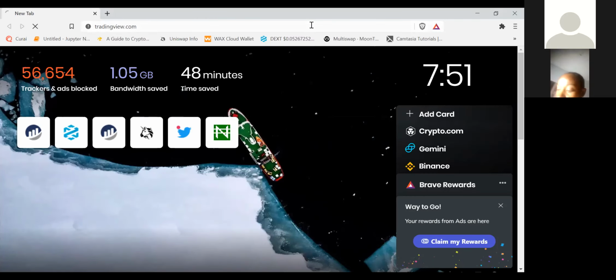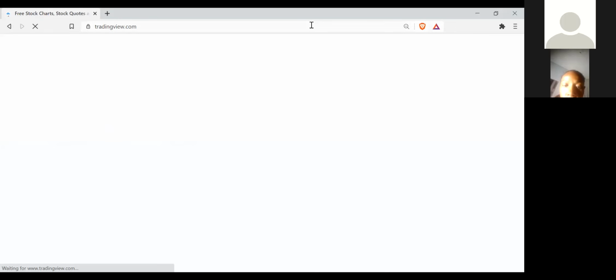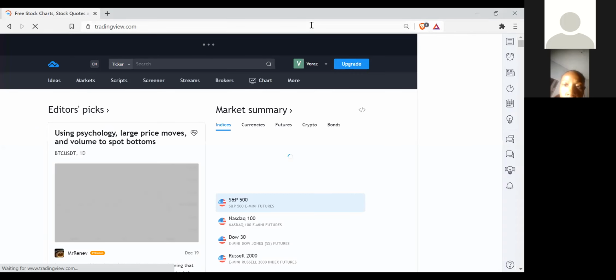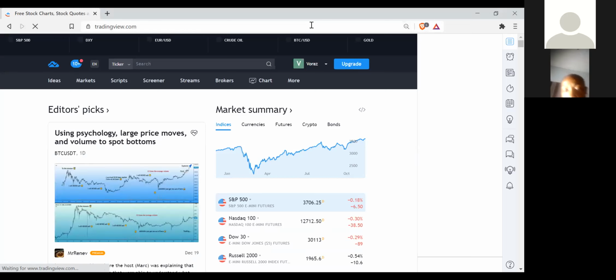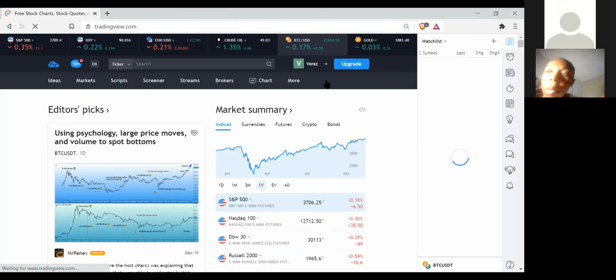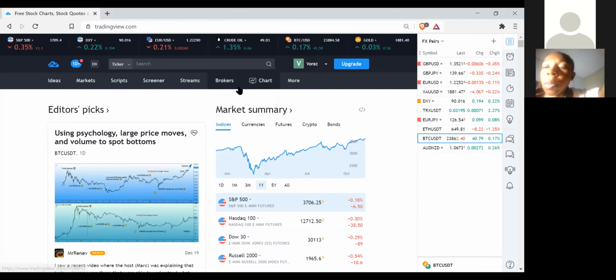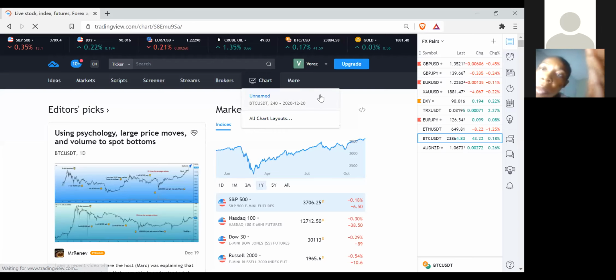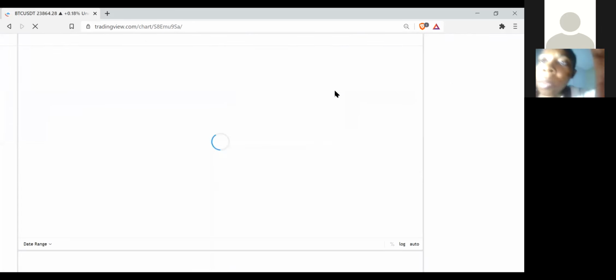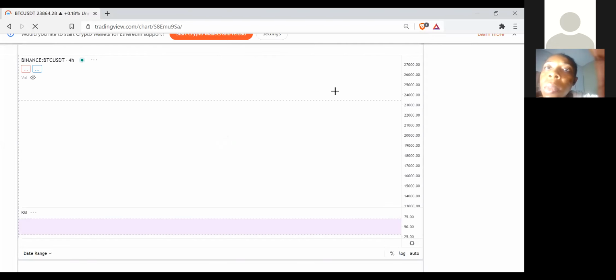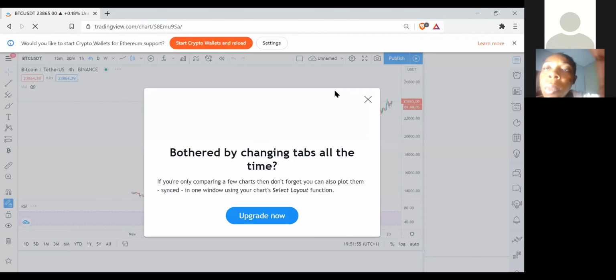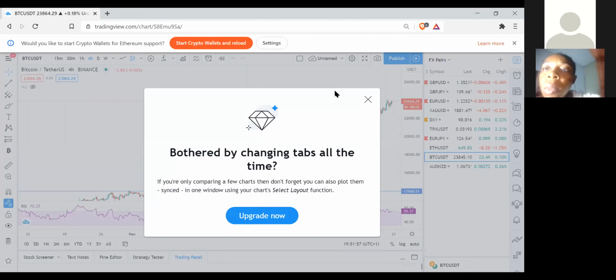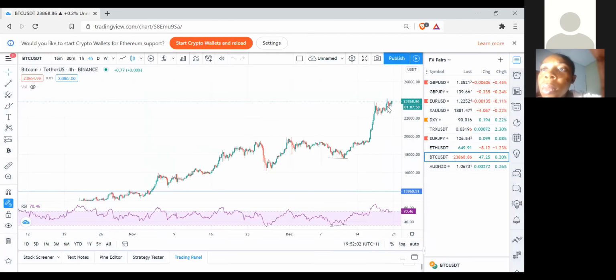Let's get to TradingView. For those that don't know, TradingView is a charting platform, not chatting like WhatsApp, but charting, CHARTING. And that means it's the platform you could use to view data from previous years, previous points in time, and use that to make your trading decisions.